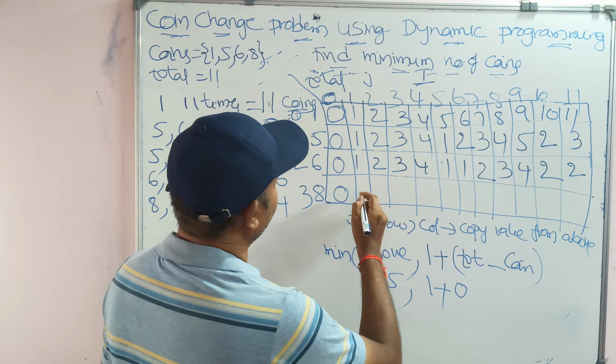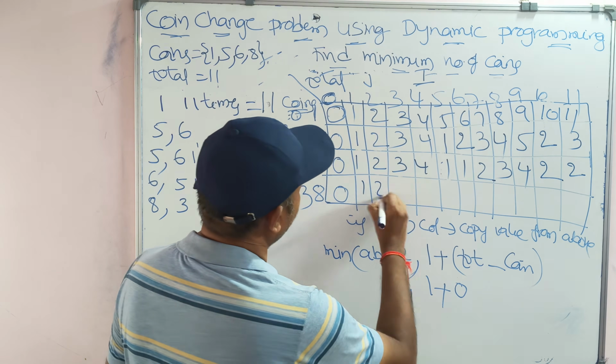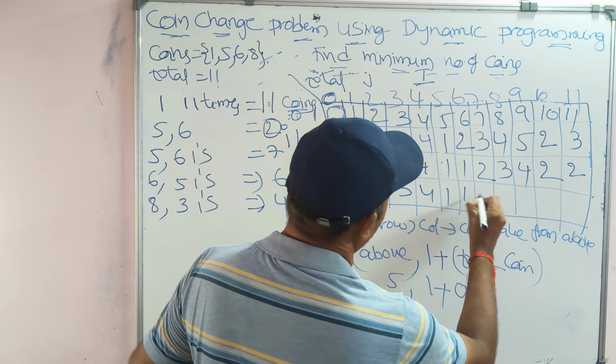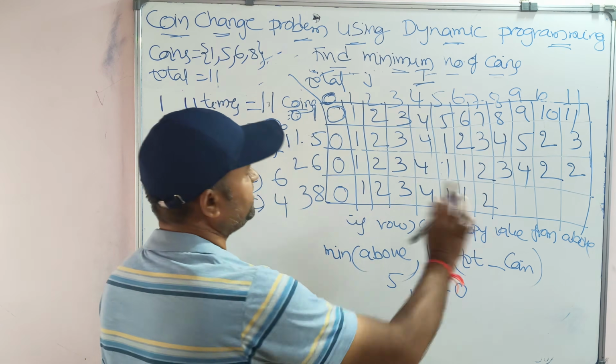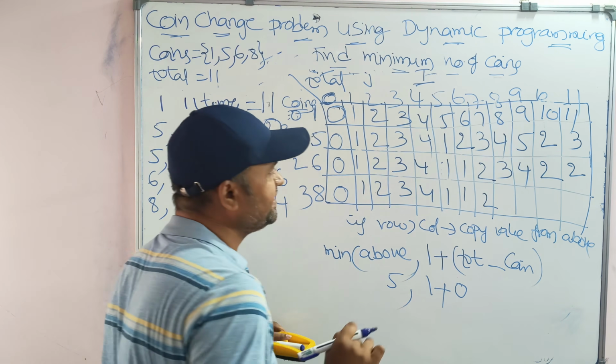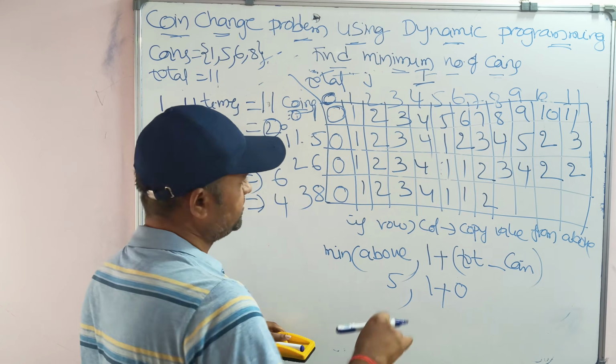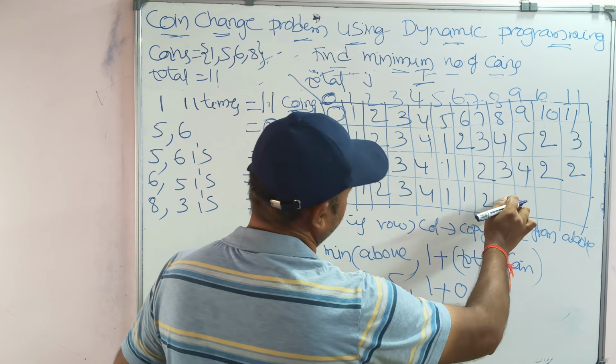Next, 8 greater than 1. Condition is true. So copy the value. Up to 7. 8 greater than 7. Condition is false. Next, 8 greater than 8. Condition is false. So let us apply the formula.